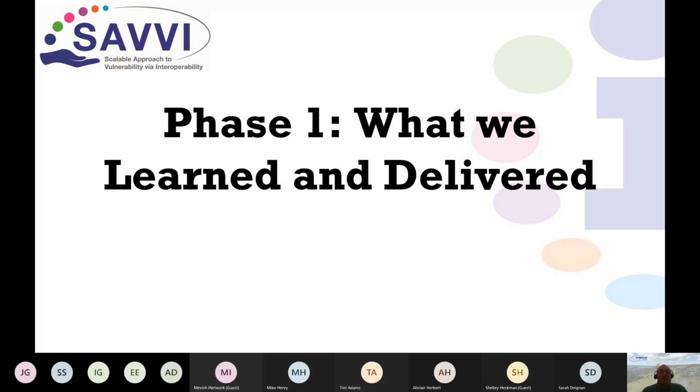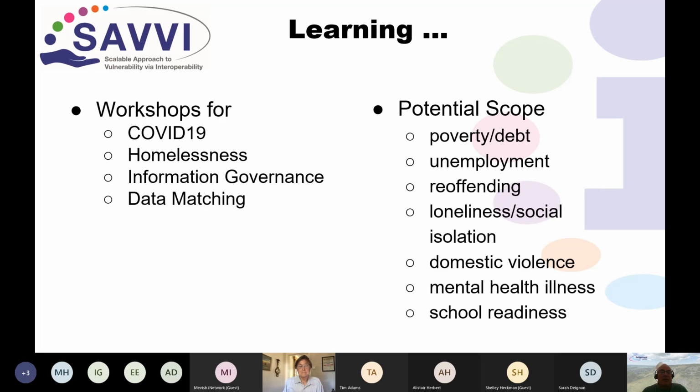So we had a phase 1 of the SAVVI project, just as we were emerging from the first wave of COVID. In that phase 1, we listened to how councils had responded to the COVID experience, to see what problems and solutions could be applied more generally to vulnerability. We ran some workshops with councils, particularly about COVID, but we also contrasted that to homelessness prevention, because again, we're looking for common processes and data treatments that could apply to vulnerability in general. So that phase 1 started to build a picture of the types of vulnerability which seemed to follow a similar pattern.